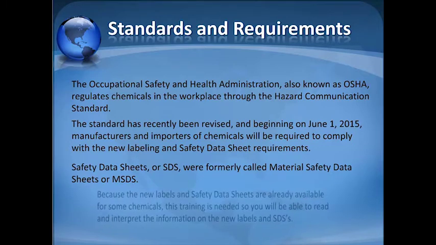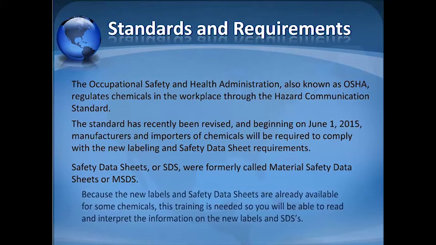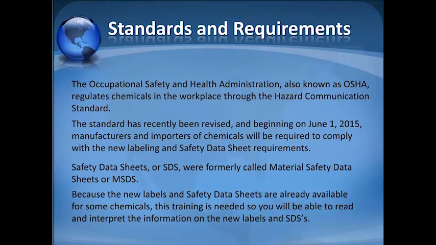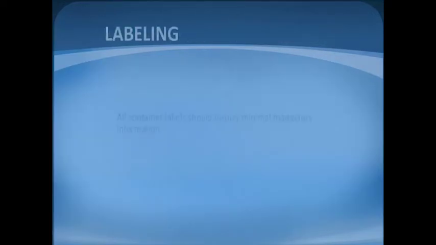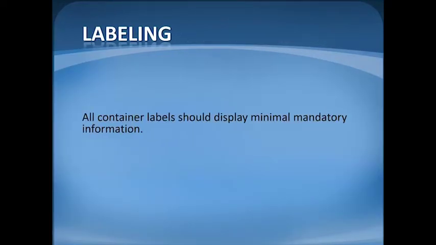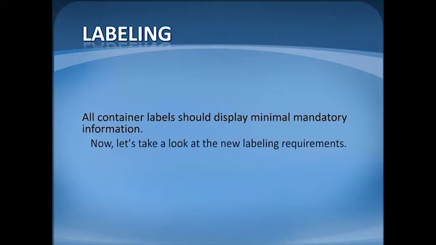Because the new labels and safety data sheets are already available for some chemicals, this training is needed so you will be able to read and interpret the information on the new labels and SDSs. All container labels should display minimal mandatory information. Now, let's take a look at the new labeling requirements.